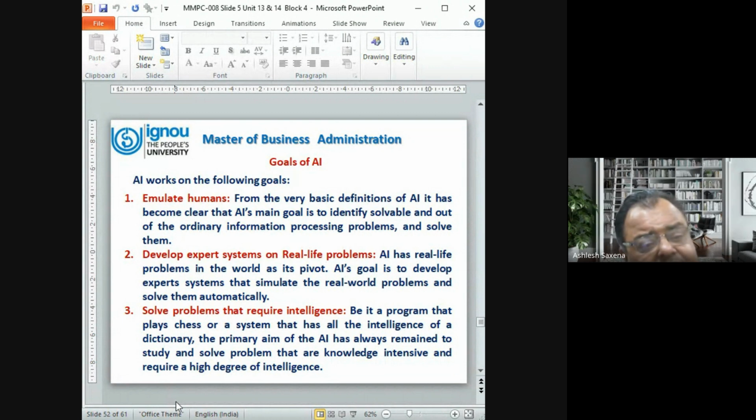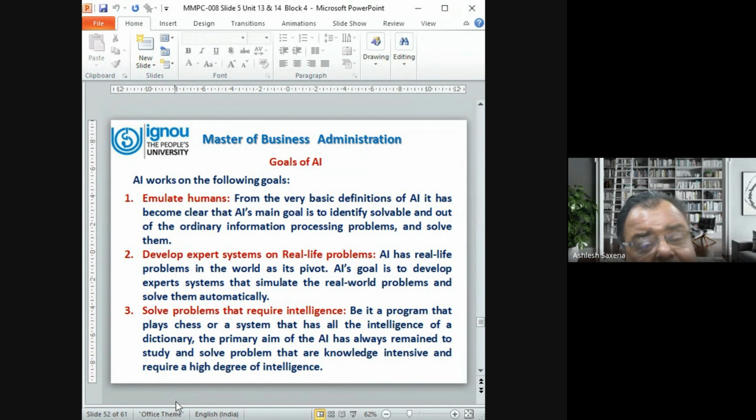Develop expert systems on real life problems. Artificial intelligence has real life problems in the world as its pivot. Artificial intelligence's goal is to develop expert systems that simulate the real world problems and solve them automatically. Third one is solve problems that require intelligence.